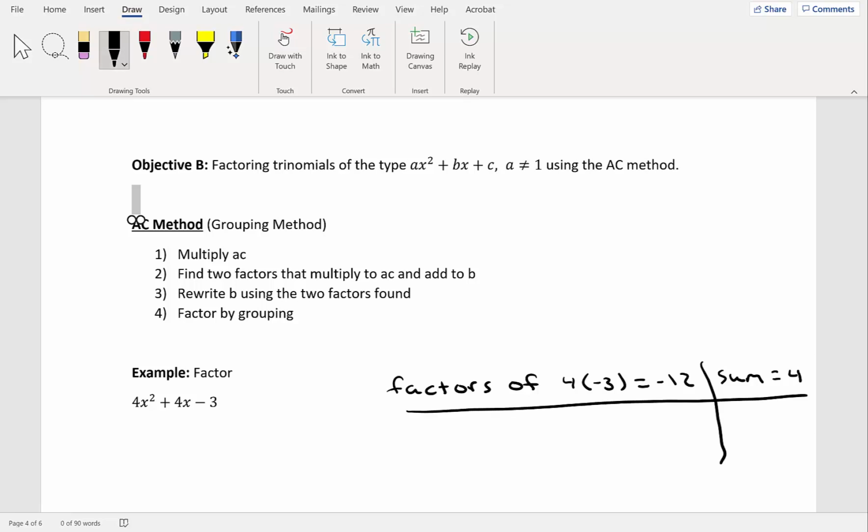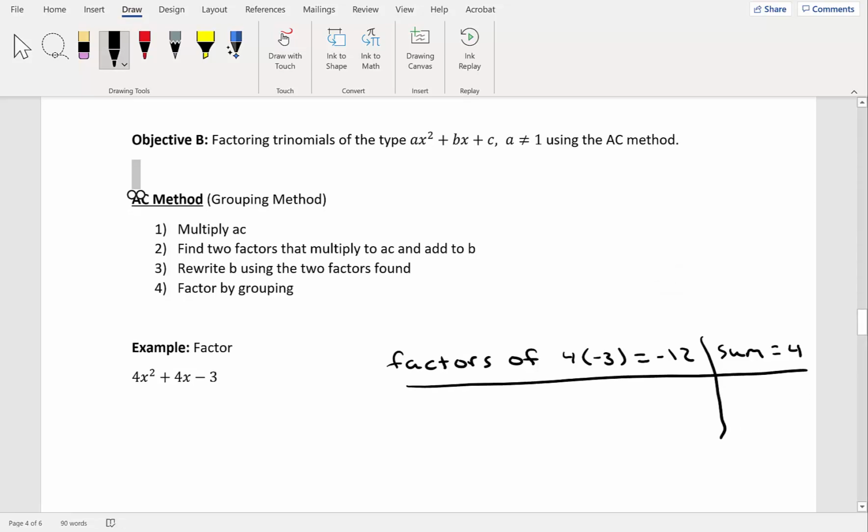So 2 numbers that multiply to negative 12 and then add up to 4. So we could go ahead and use, let's say, negative 6 and positive 2. Negative 6 times 2 gives me negative 12. And if I add them together, this gives me negative 4, which is not the right combination. Let's go ahead and switch the signs. Let's say positive 6 and negative 2. If I add those together, that gives me that positive 4 I'm looking for.